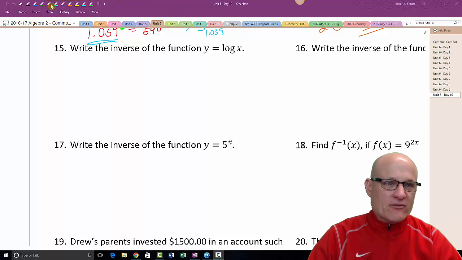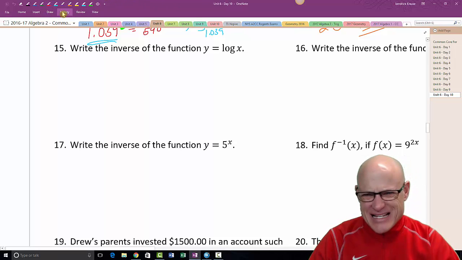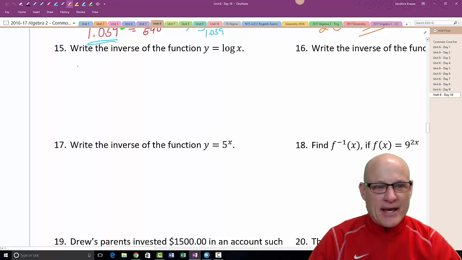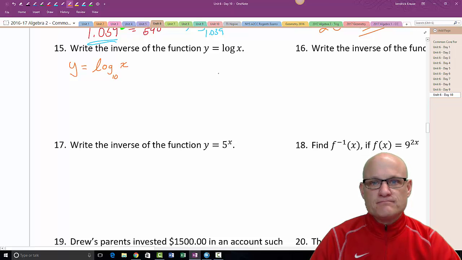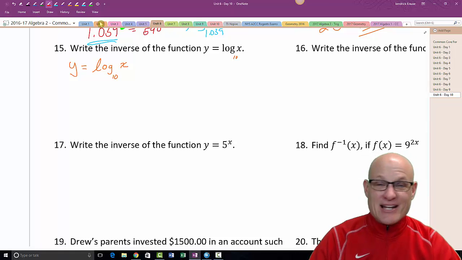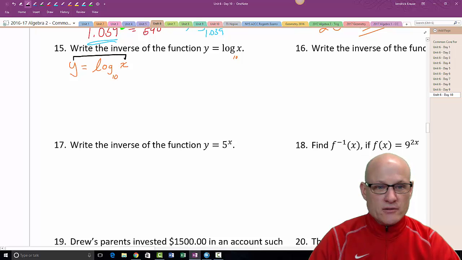We want to find inverses. Now, at first glance, you're like, what? But this isn't bad. First of all, do you understand that this is really y equals log base 10 of x? Because I don't have to put the 10 here. It's understood to be there. All right, so how do you find an inverse? Well, the first thing you're going to do is, just like before, switch x and y. So you get x equals log base 10 of y.